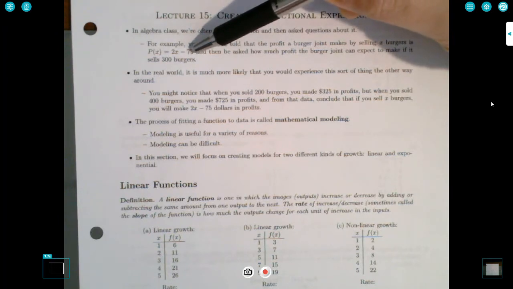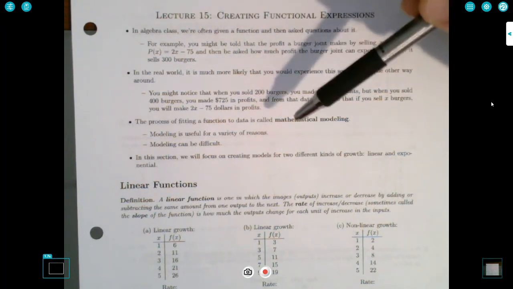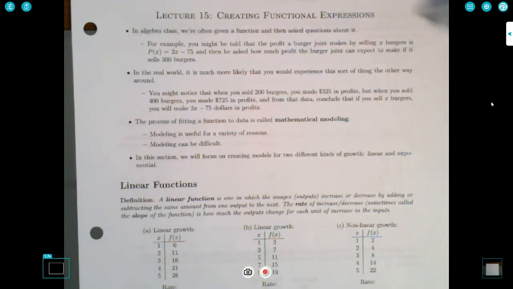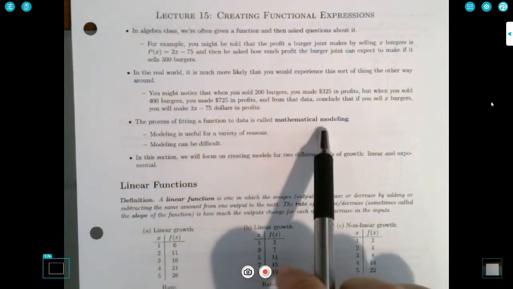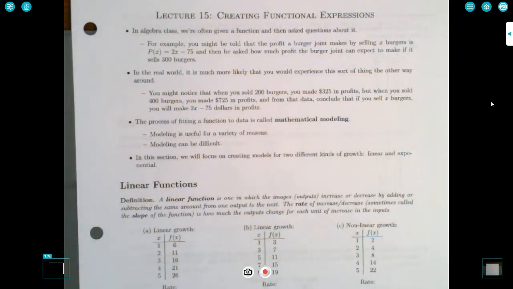In the real world, we're usually not starting with a function and then using it to build data. We're usually starting with the data, and we use the data to build a function, right? So the process of fitting a function to data is called mathematical modeling. It's something that I will probably call mathematical modeling, although your book doesn't really use that term. But modeling is useful for a variety of reasons.